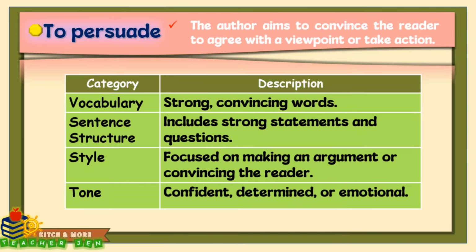The author aims to convince the reader to agree with a viewpoint or take action. When writing to persuade, the vocabulary is often strong and convincing, using words that try to influence the reader's opinion or feelings. The sentence structure can include strong statements and questions to make the reader think. The style is focused on making an argument or convincing the reader to agree with the point of view.